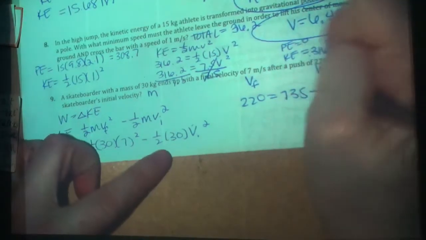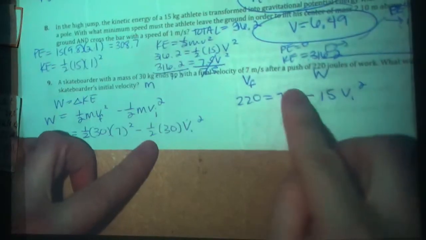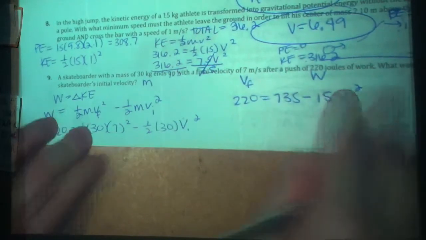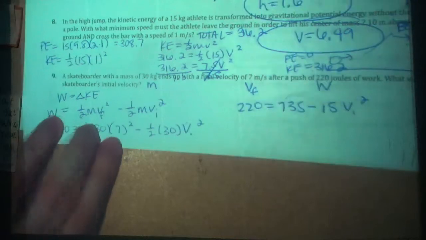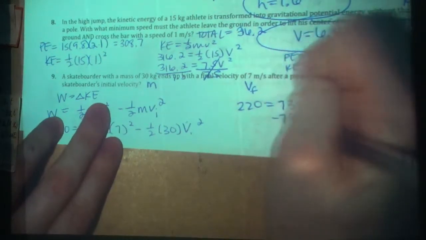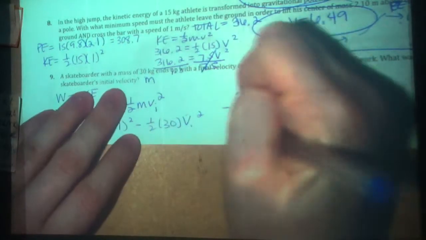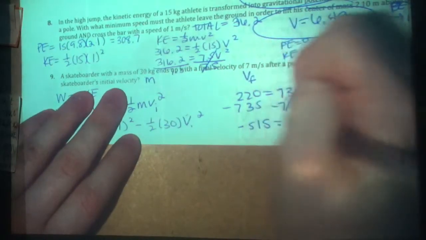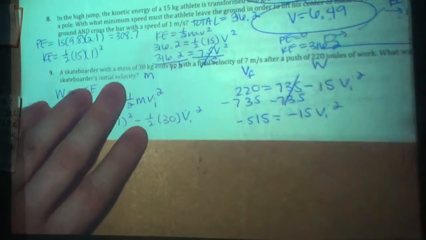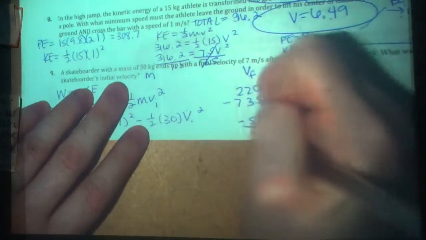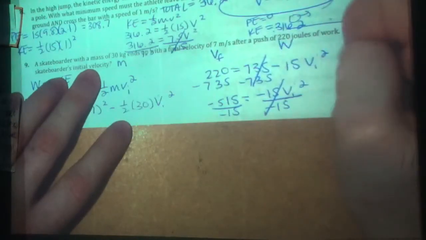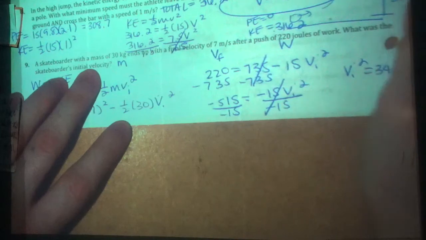1/2 of 30 is 15. Now, you cannot combine 735 minus 15 because they are not like terms. So what you need to do is move the 735 over. That's going to give me negative 515 equals negative 15 VI squared. Now I can divide the negative 15 over, it crosses off, so I get VI squared is equal to 34.33.